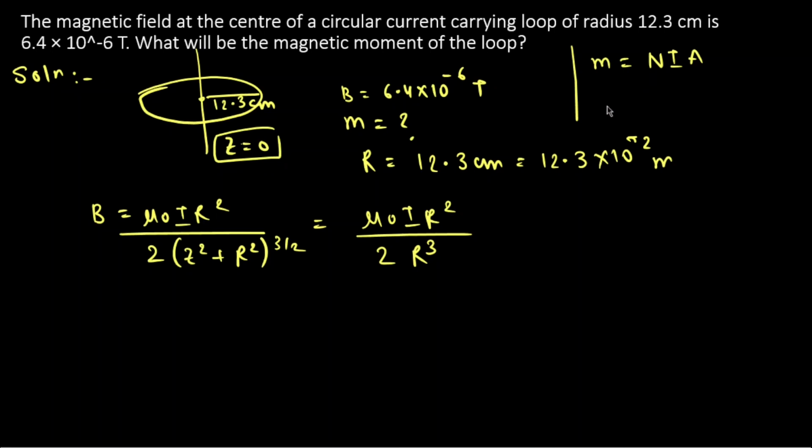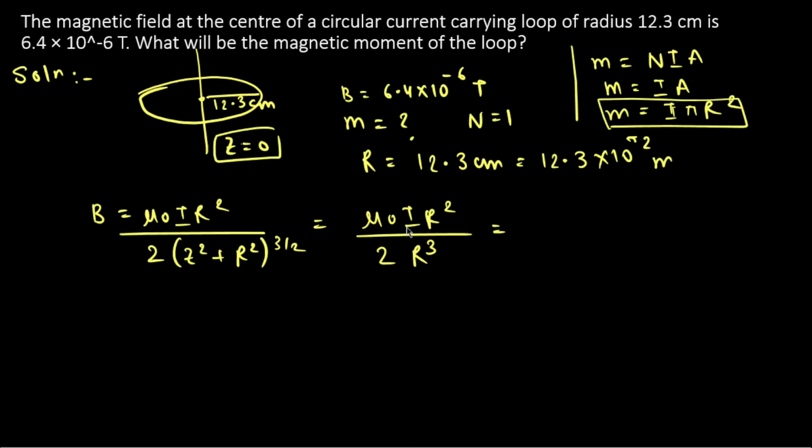N is the number of turns. Since it has only one turn, N will be 1. So M will be IA. Now A is the area of the circular loop, that is pi r square. So M is I into pi r square.